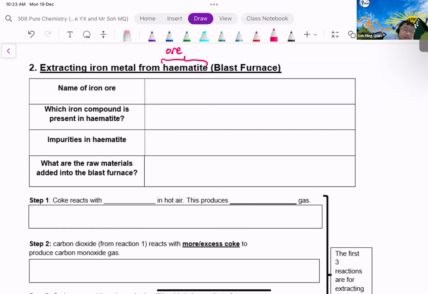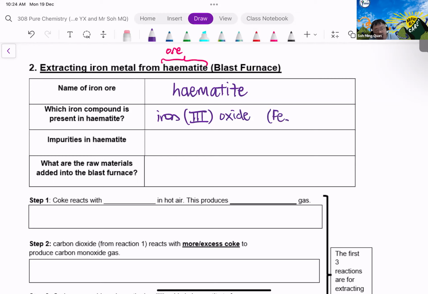Okay, so let's start by filling in the table on top. What is the name of the ore? The name of the ore is called hematite. What iron compound is present inside hematite? Iron(III) oxide. Formula Fe2O3. Remember, the 3 in this case refers to the oxidation state on iron. It means that the oxidation state of iron is +3 inside iron(III) oxide.